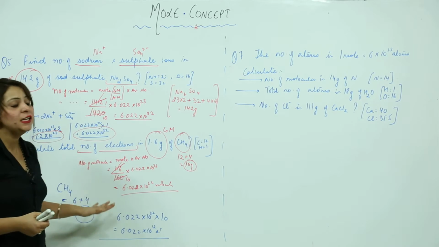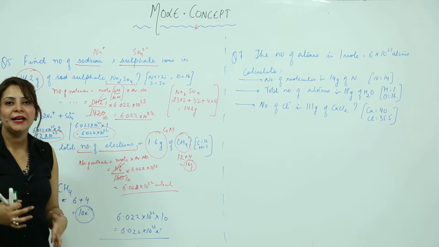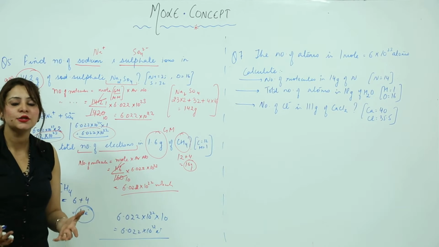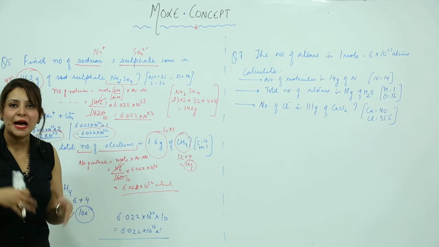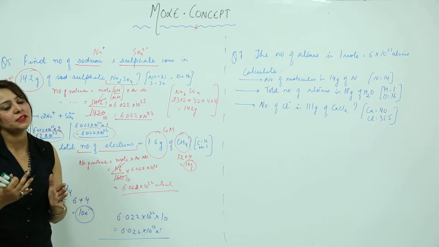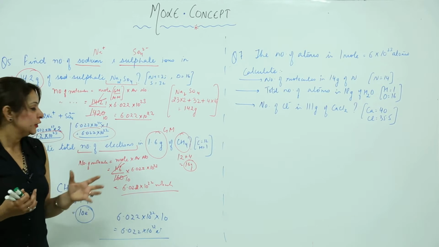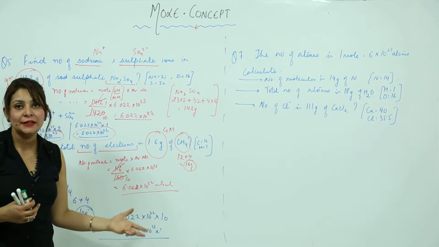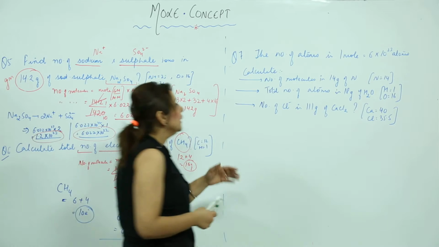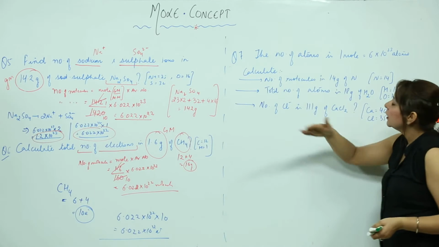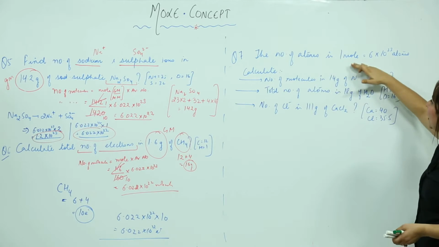So I think it's clear. Whenever somebody asks you to find the number of ions, electrons or any other entities, you need to find the number of molecules or number of atoms first, and then just equate them appropriately in order to find what the question is actually asking.